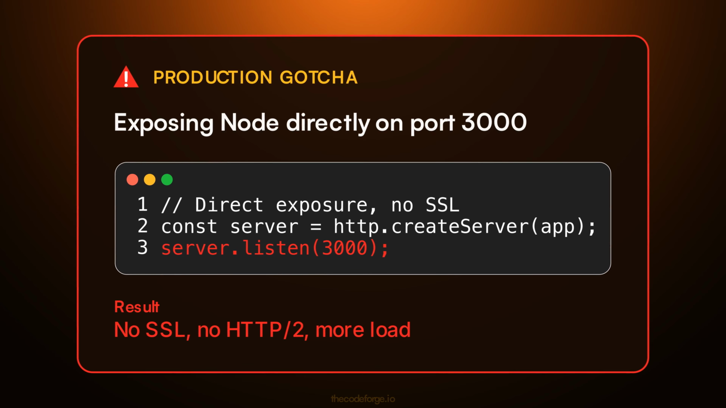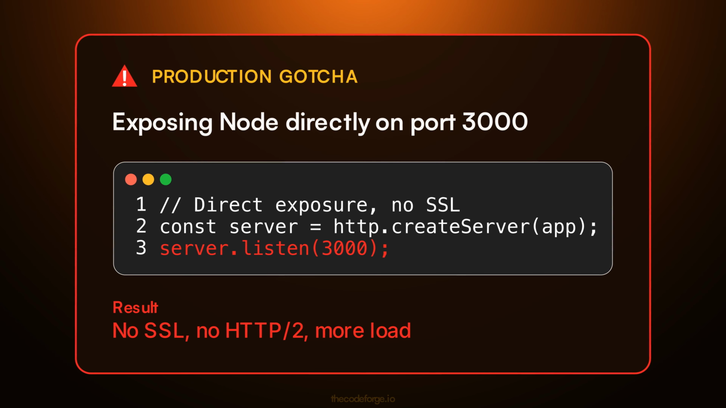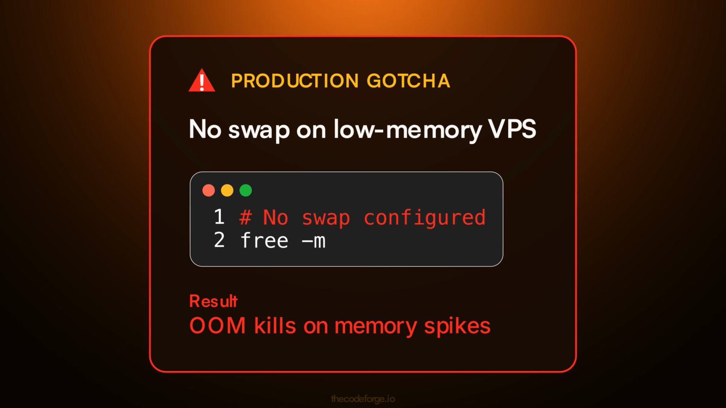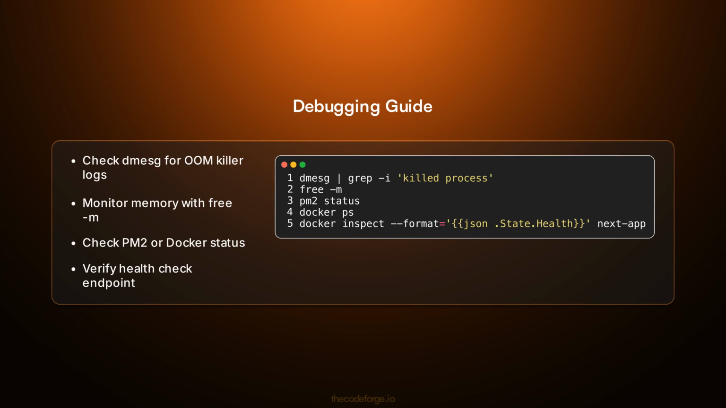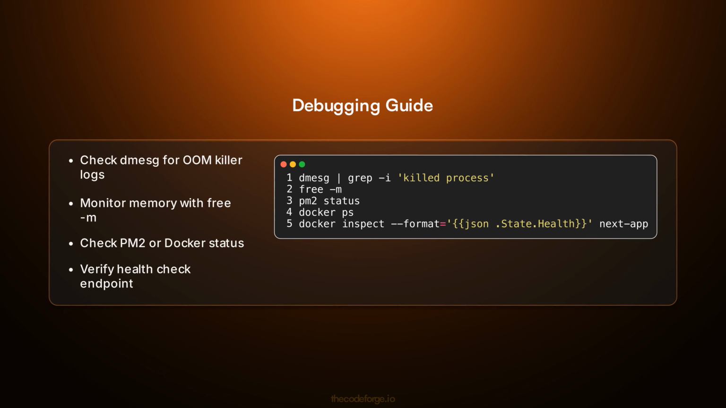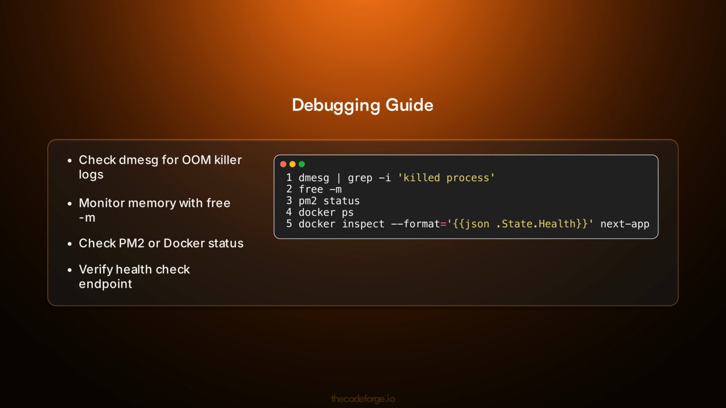Exposing Node directly means no SSL termination and no static file optimization. Always put a reverse proxy like Caddy or Nginx in front. Without swap, any memory spike triggers the OOM killer. A 2 GB swap file gives you headroom and prevents crashes. To diagnose OOM kills, check dmesg for kernel messages. Use free -m to see memory usage. Verify that PM2 or Docker is running and that health checks pass.